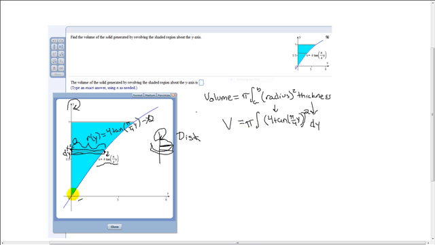Set this up. So volume equals pi times. Now the one thing that I haven't talked about are the limits of integration. And like I said, everything is in terms of y. So we're going to integrate from where y equals 0 to up here. This will be our upper limit, the upper edge of the region, which is where y equals 1. So our limits of integration are 0 to 1.